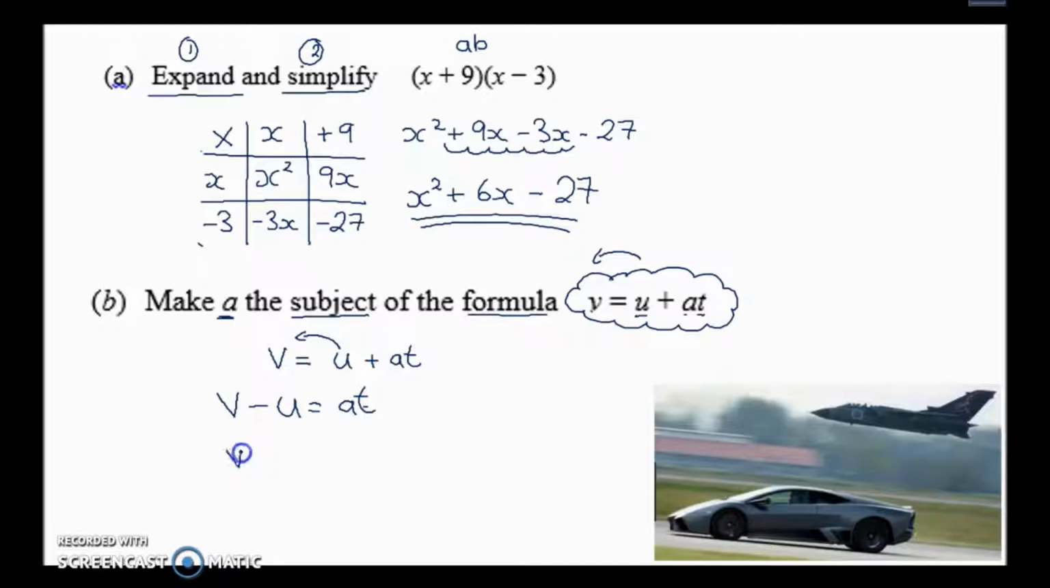So I can write down what is already there. V minus U is already there. The T is going to come over and it's going to divide this side. All right? And in algebra, to divide, you use a fraction line. So everything's going to be divided by the T as he comes over the equal sign. And that just leaves A. A is now the subject of the formula, because he's on his own.